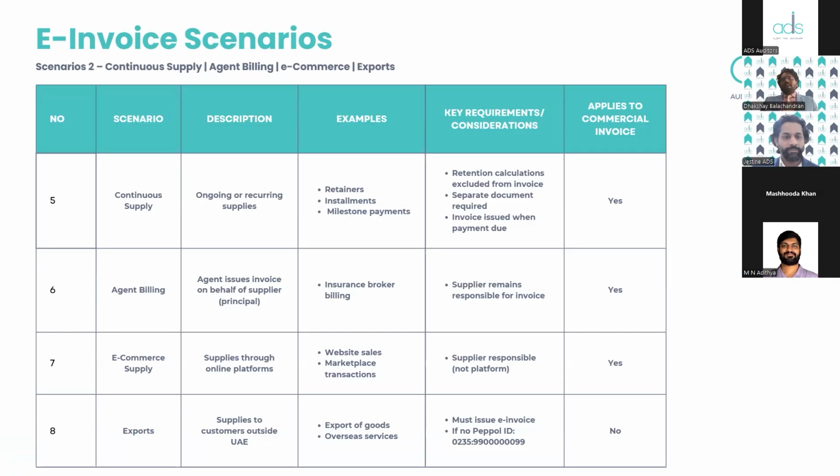What really happens is that the supplier who supplied these goods on behalf of the agent becomes responsible for the invoicing, not the agent. So this is very important. If you're dealing with any products where you are supplying the goods as an agent, then your supplier, that is the main supplier of these goods, is responsible for providing the e-invoice. And yes, it applies to commercial invoice. Any doubts till now? Thanks.